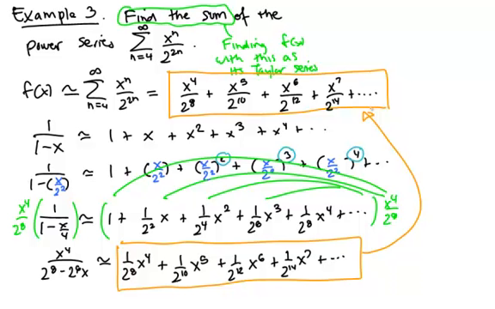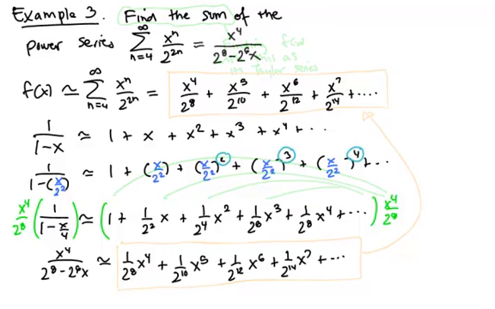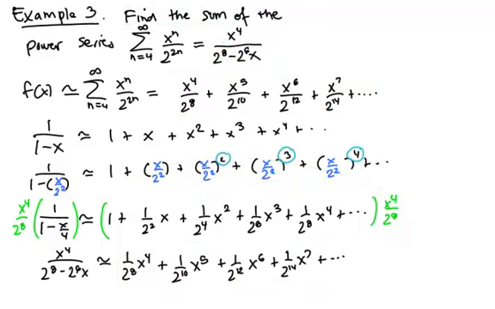And so we've just found out that the sum of this series is x to the 4 over 2 to the 8th minus 2 to the 6x, which I guess we could simplify as x to the 4th over 256 minus 64x. And so that's its Taylor series, centered at 0.